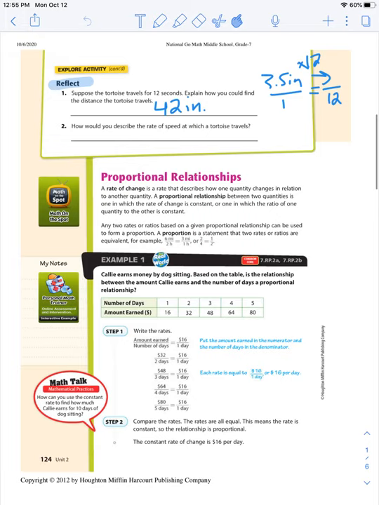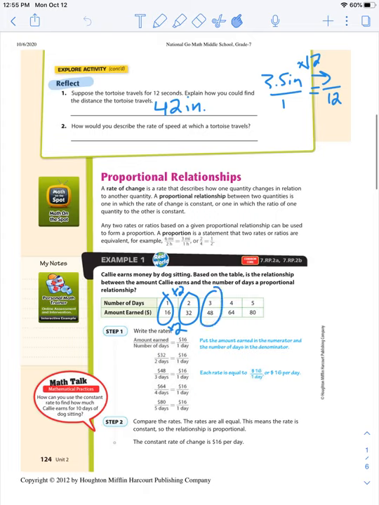All right, let's look at the first example. Callie earns money by dog sitting. Based on the table, is the relationship between the amount Callie earns and the number of days a proportional relationship? Well, let's see. The first ratio, she works 1 day, she earns $16. We're going to use that unit rate, $16 a day, as our constant rate of change. Let's see if it works for everything else. In 2 days, she earns $32. Ask times 2, times 2, we're good so far.